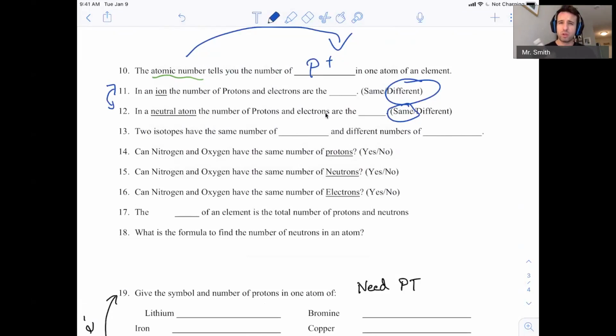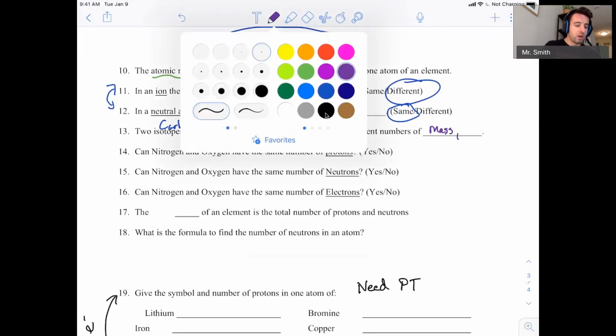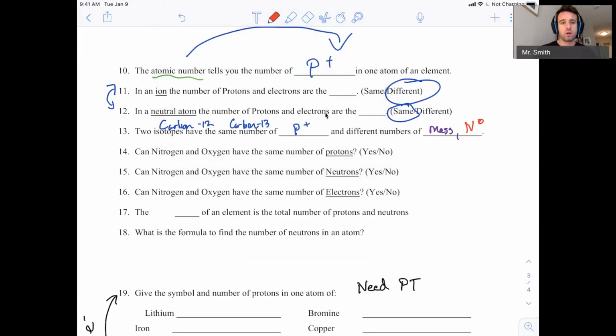Isotopes, we talked about this a little bit. Isotopes are 2 atoms. For example, you could have carbon 12 and carbon 13. In both carbon 12 and carbon 13, they have the same number of protons because they're both carbon, right? Carbon always has 6 protons, in the same way that hydrogen always has 1 proton. But you'll notice here that their atomic masses are different. So there's 2 answers for this. You could have said different mass numbers, or what I would have taken as the correct answer is different numbers of neutrons.